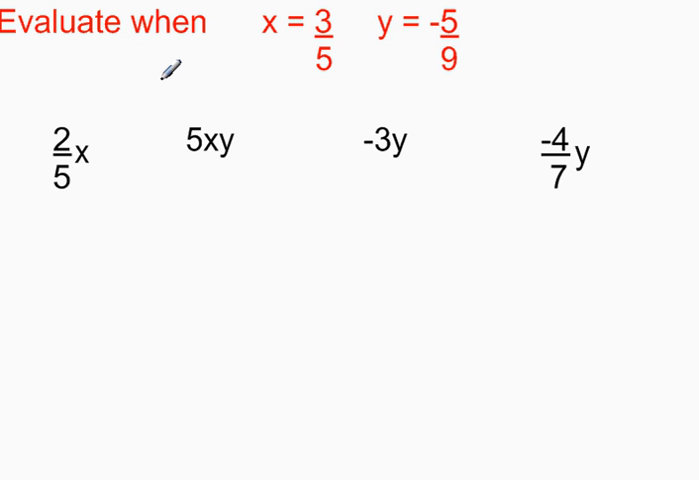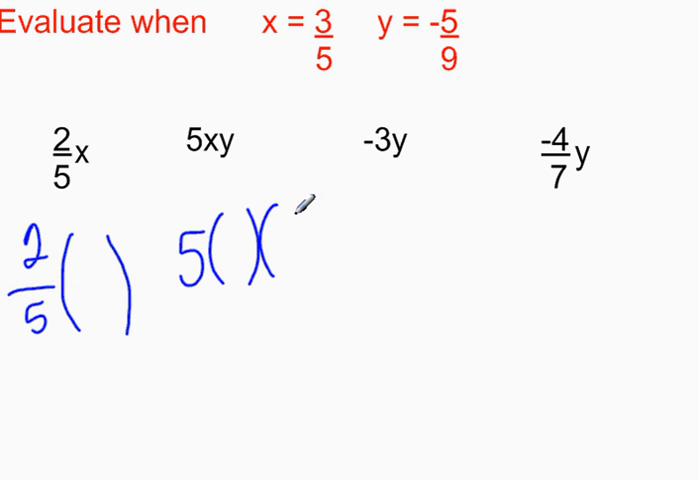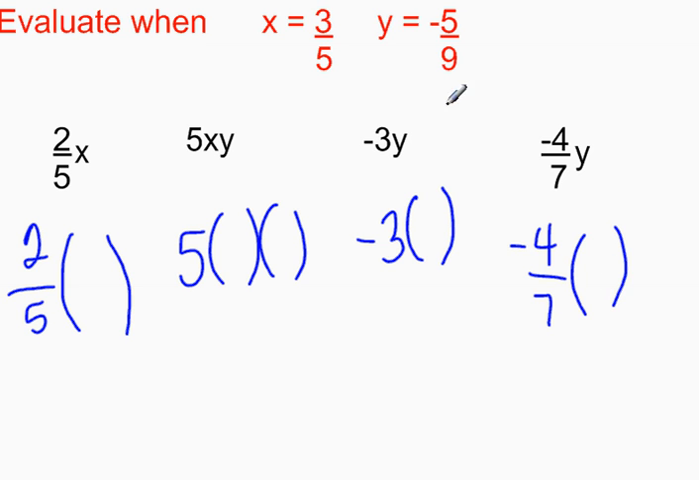Evaluating. Oh, we're experts at evaluating. We remember that evaluating means that we're going to substitute a number where we see a variable. And remember that I ask you to always use bubbles. So this first question would look like this: 2/5 times bubble. And I'm going to be filling that in there. 5 bubble, bubble. -3 bubble. -4/7 bubble. And then I'm going to be able to go back and fill in these values.